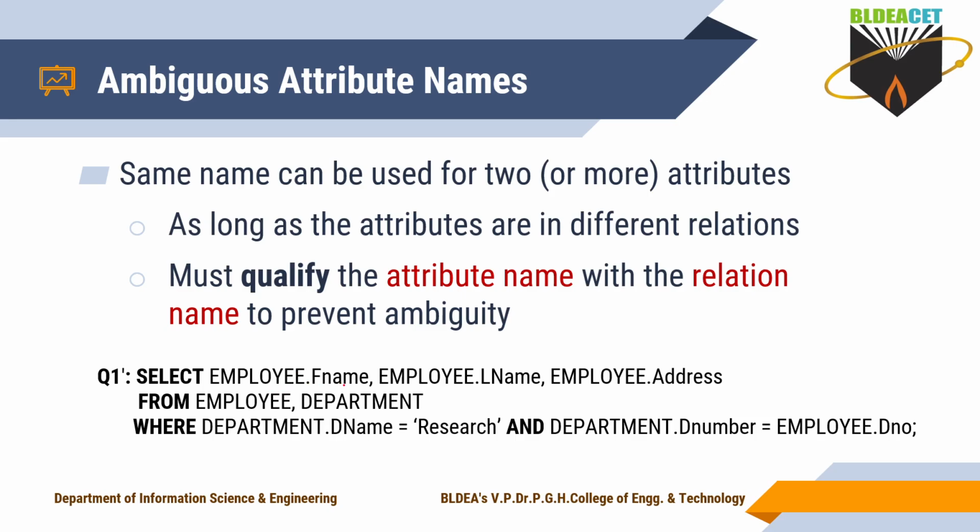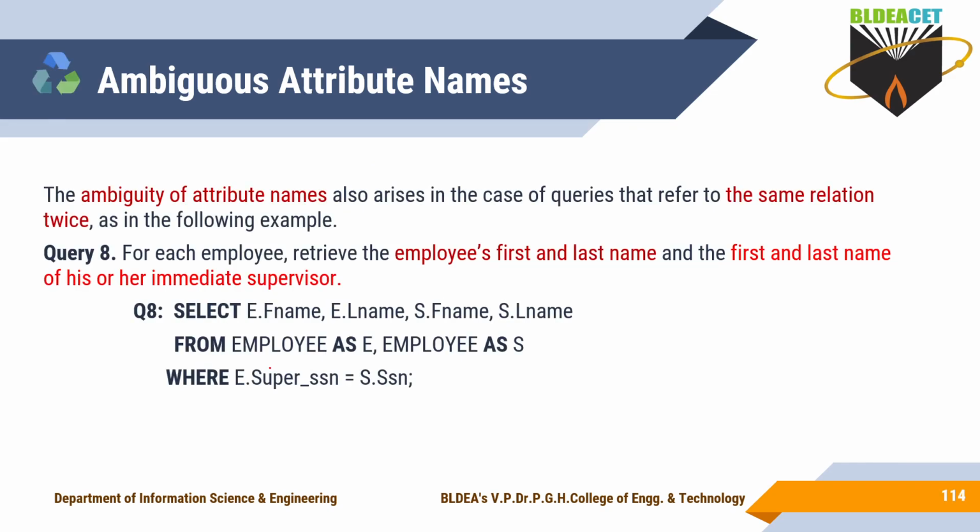Table name dot attribute name. So then it prevents the ambiguity and tells that these are the attributes belonging to that particular table. In this way you can also prevent ambiguity. You may have the question, when does this ambiguity actually arise? Ambiguity of attribute names also arises in the case where a query refers to the same relation twice.